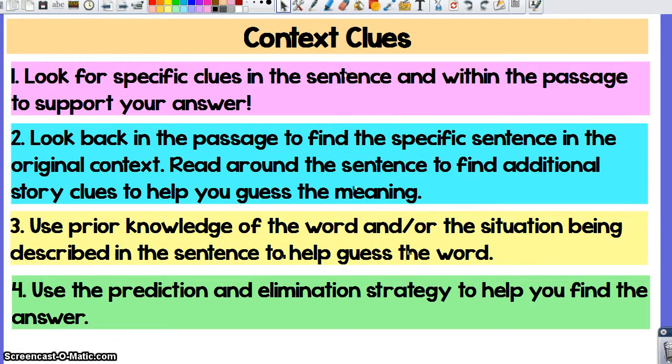All right, so we know that using context clues is one of the best strategies for when you encounter a word you don't know in a passage and you don't have access to a dictionary or you're not able to look up the word in some other way.